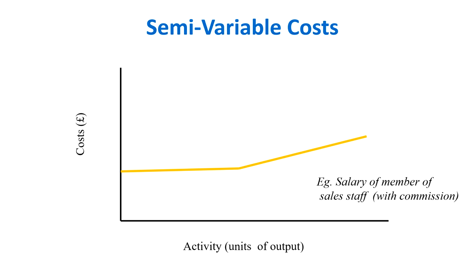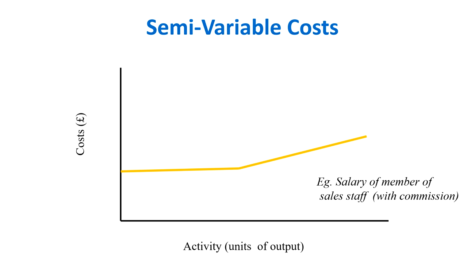And finally, semi-variable costs. So semi-variable costs are costs which have a fixed element and a variable element. So they have elements of both. So to take the example on screen here, we have the salary of a member of sales staff. So this is a person in the sales team, and they are paid a fixed salary, denoted by a horizontal line, the yellow line being horizontal. However, once a certain activity level is reached, they are paid additional payments.